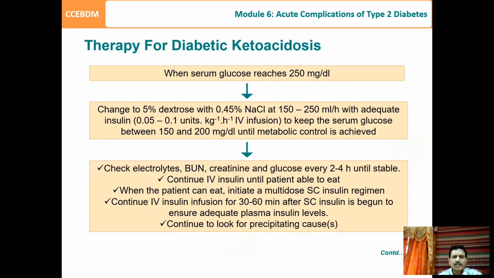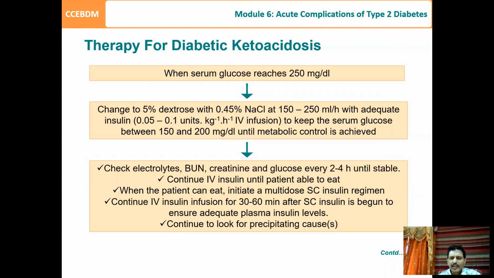And we also have to check the electrolytes, blood urea nitrogen, creatinine, glucose every 2 to 4 hours until the patient is stable. How long should we continue the IV insulin? This is another very, very important question. You have to continue the IV insulin till the patient can eat orally. Because the patient has a lot of GI symptoms, and unless and until the acidosis is corrected, the patient will not be able to take orally. So when the patient can take orally, that indicates that the process of acidosis is almost over.